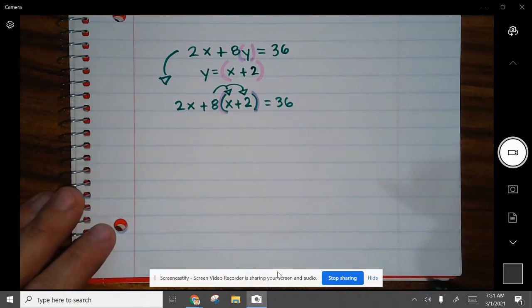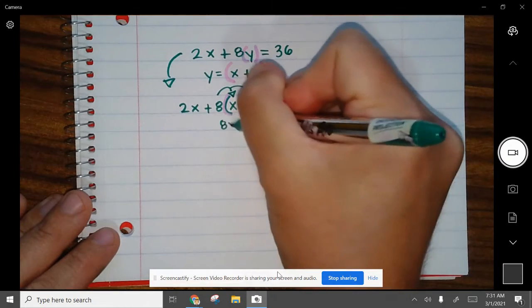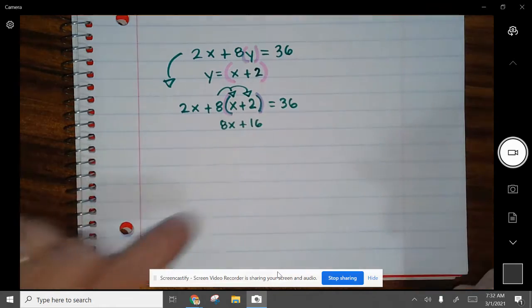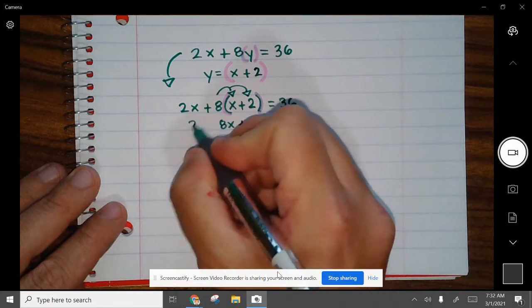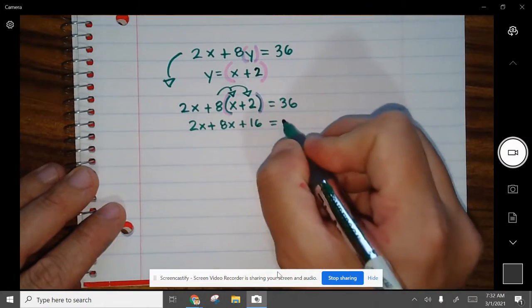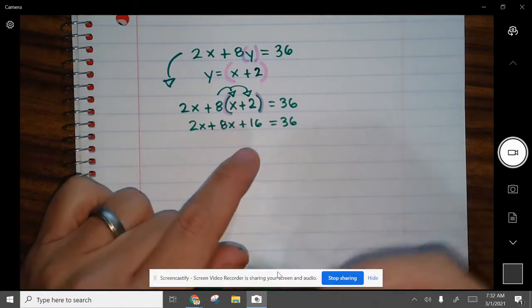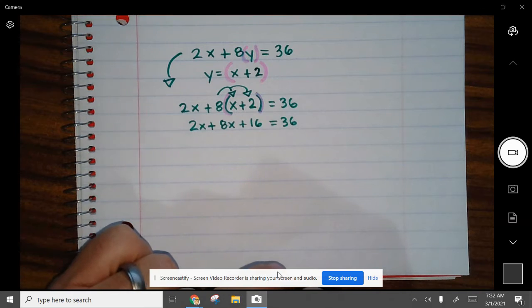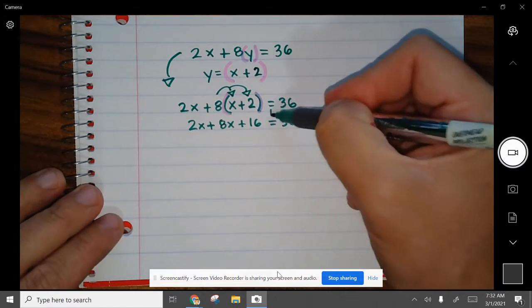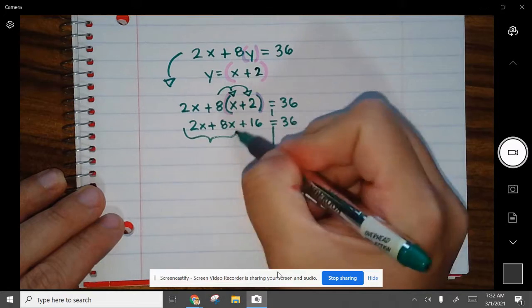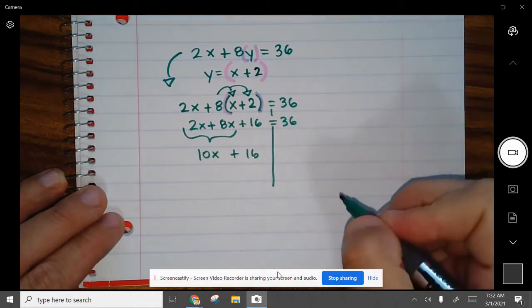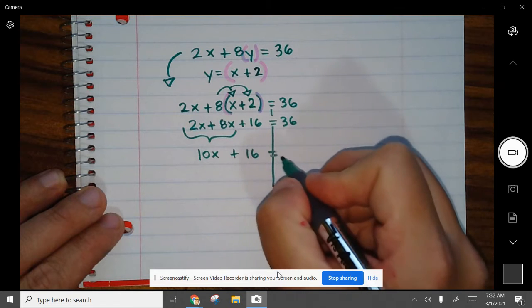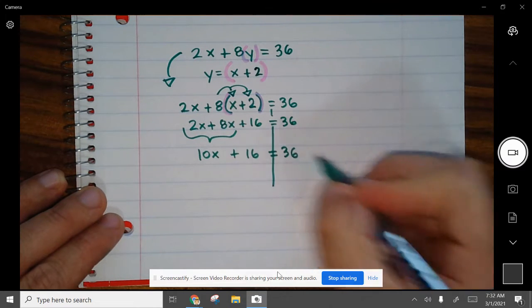We're going to distribute first. So we're going to get 8x plus 16. 8 times 1, 8 times 2. Bring down the 2x. After we distribute, our next rule is to combine like terms. We're going to do that. I'm going to get 10x plus 16 equals 36.